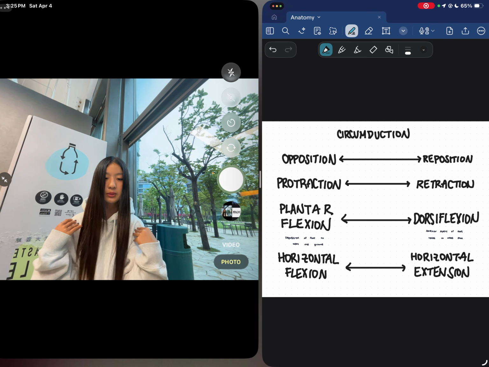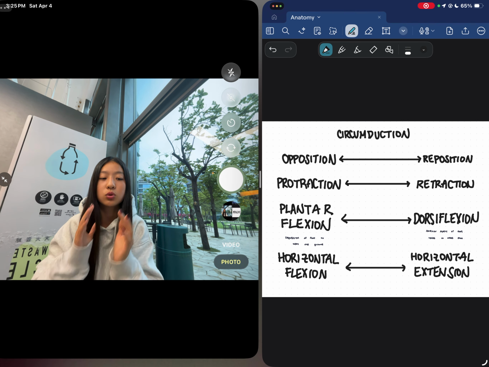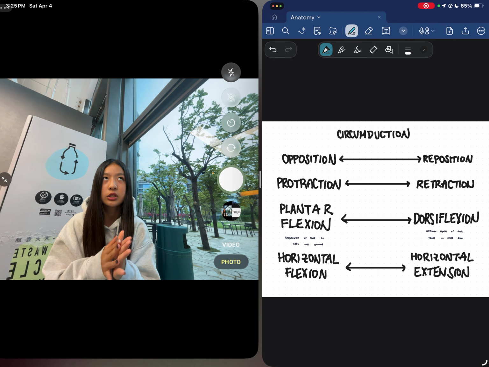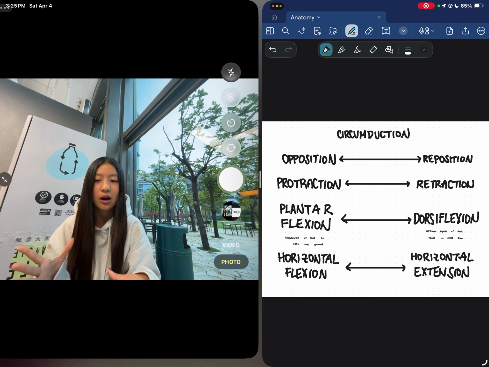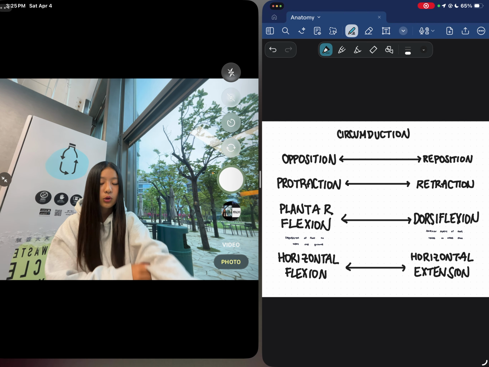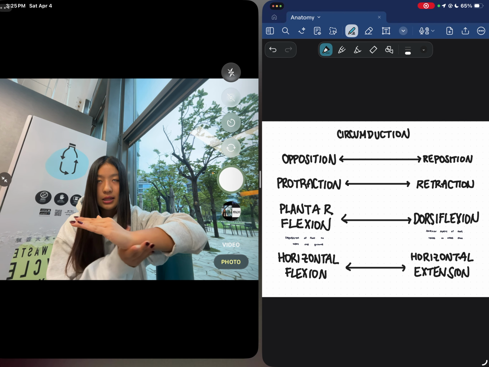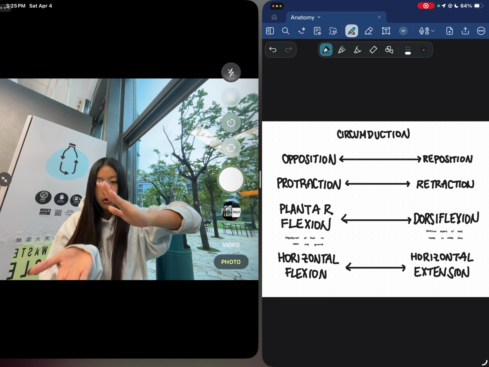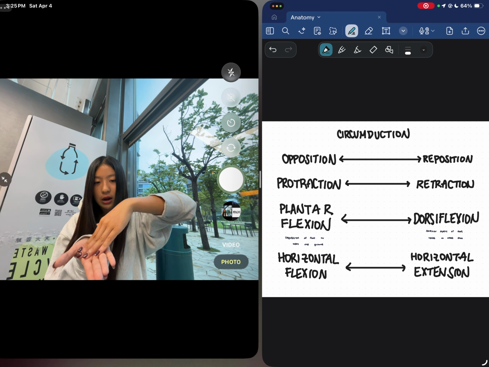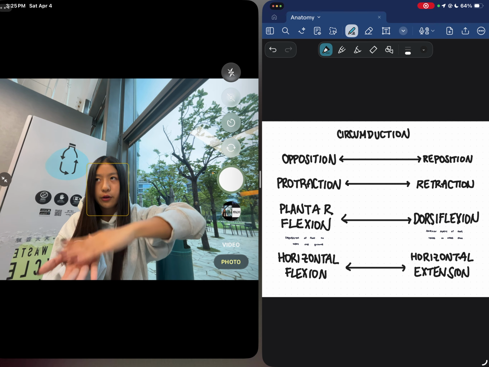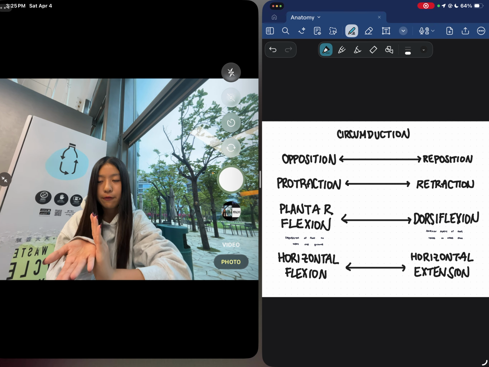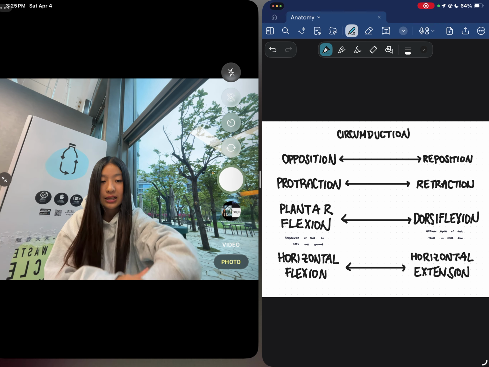Retraction is movement towards the posterior aspect. Plantar flexion and dorsiflexion are the terms in which your ankle will flex and extend. If we take my foot here, plantar flexion is the depression of your foot to meet the ground. For example, if I'm stepping on the ground, that's plantar flexion. Therefore, if I'm doing the opposite and raising my foot up to meet my shin, that's dorsiflexion.